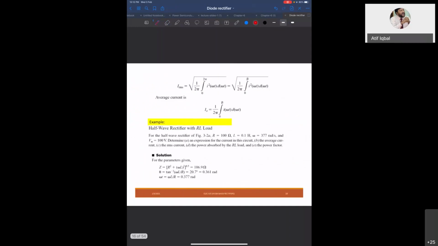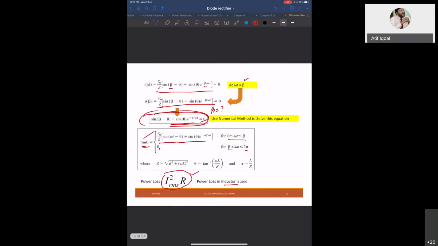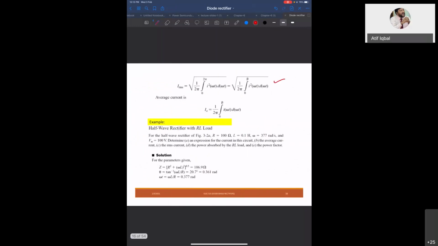So let us find the RMS current. The RMS current is 1 by 2 pi, integral from 0 to beta of I square omega t d omega t, under root. By solving this equation, you get the RMS value, and from the RMS value, you can square it and multiply by R to get the answer. Now the average current is this, and this is the RMS current. This is about the current.